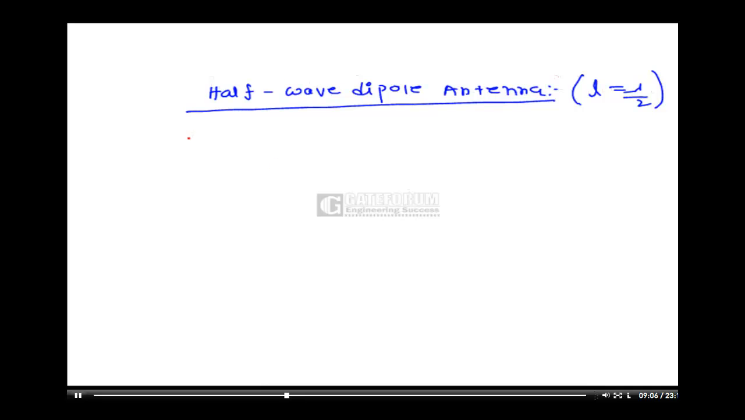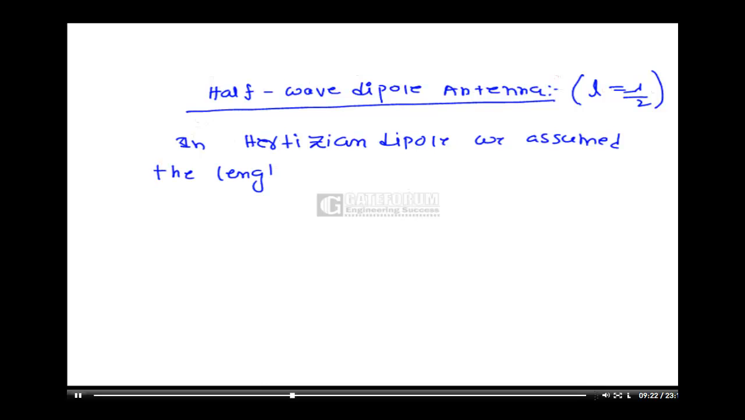So in the Hertzian dipole, what is the problem? In the Hertzian dipole, we assumed the length of the antenna is very small.